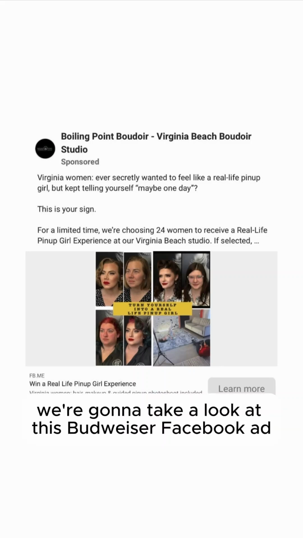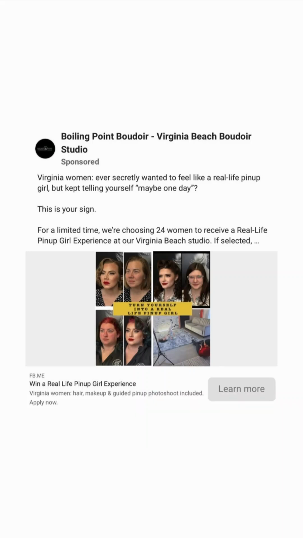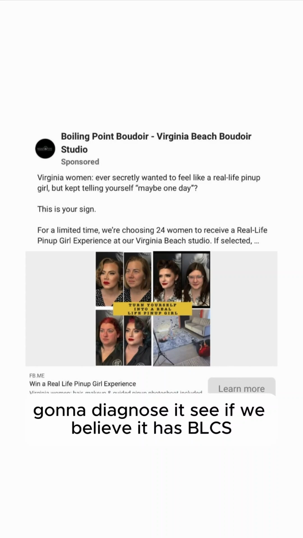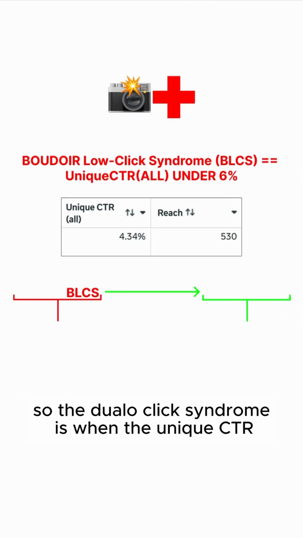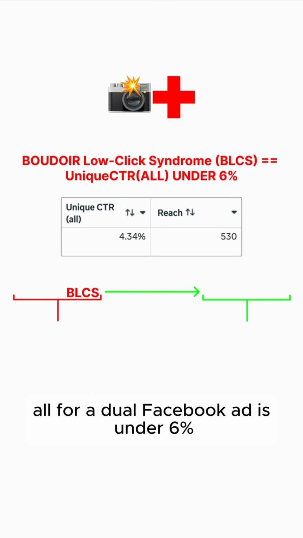All right, y'all, we're going to take a look at this Boudoir Facebook ad. We're going to diagnose it, see if we believe it has BLCS, aka Boudoir low click syndrome. Boudoir low click syndrome is when the unique CTR all for a Boudoir Facebook ad is under 6%.